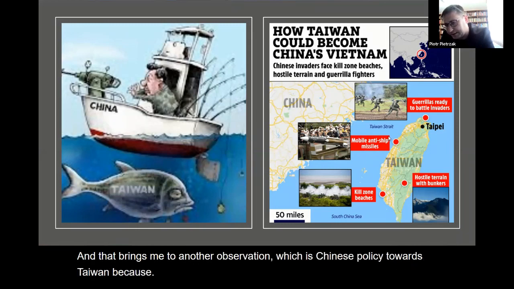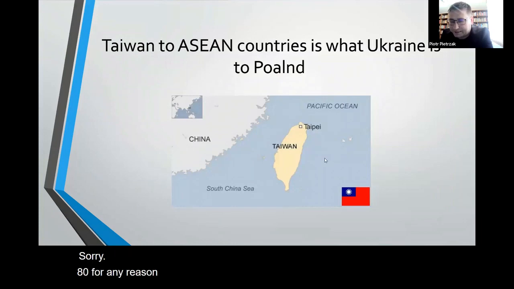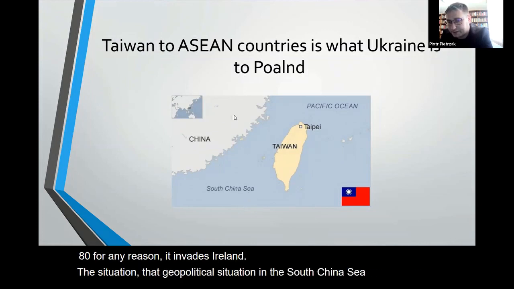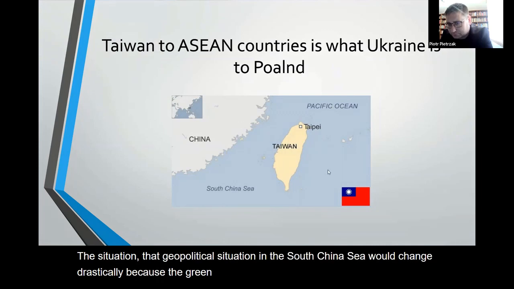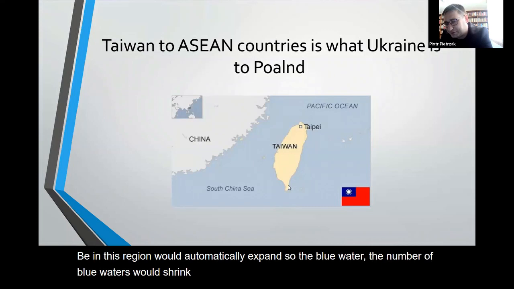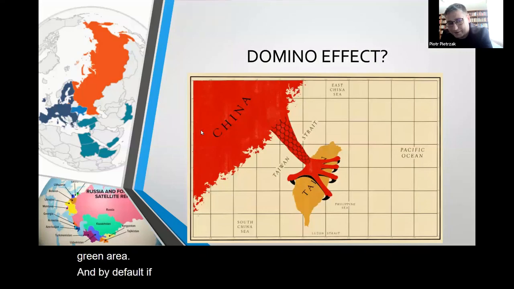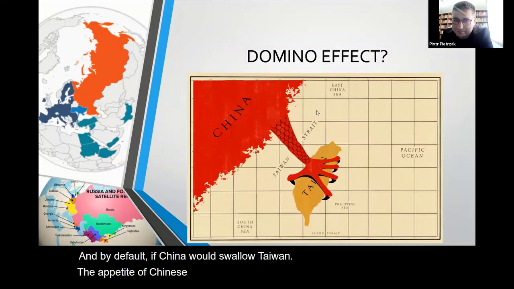Because if China, for any reason, claims Taiwan, if for any reason it invades the island, the geopolitical situation in the South China Sea would change drastically, because the green waters in this region would automatically expand. So the blue water would shrink in respect to green water. So this area automatically, according to international law, would be considered to be a green area. And by default, if China would swallow Taiwan, the appetite of Chinese policymakers might increase.